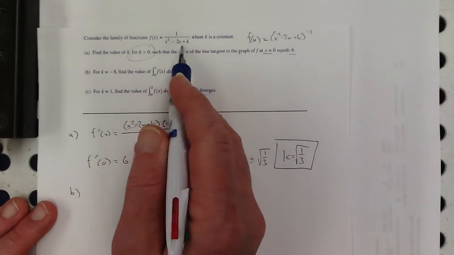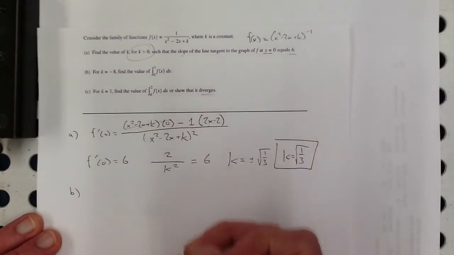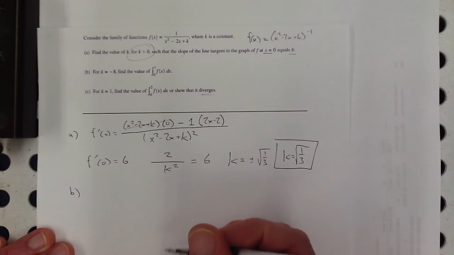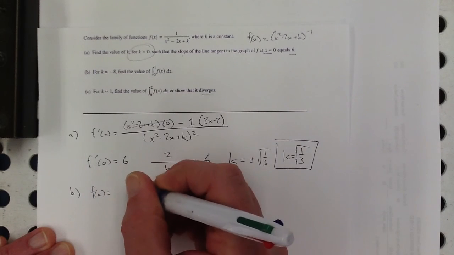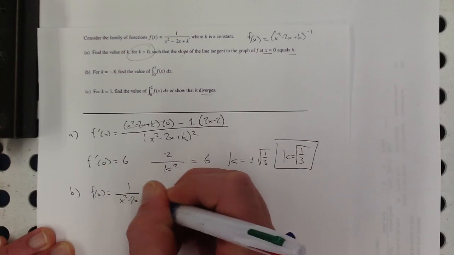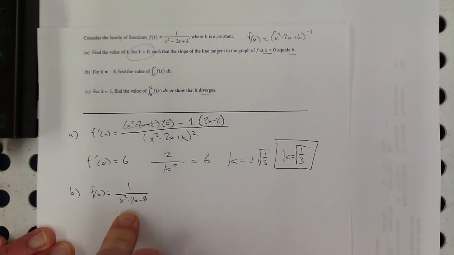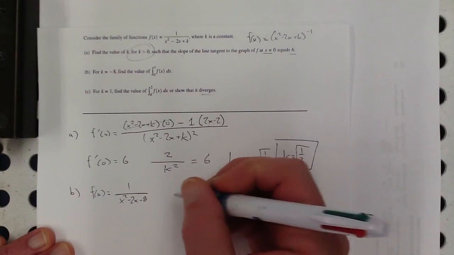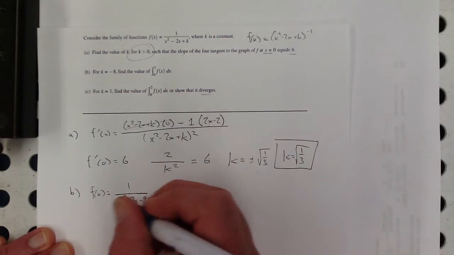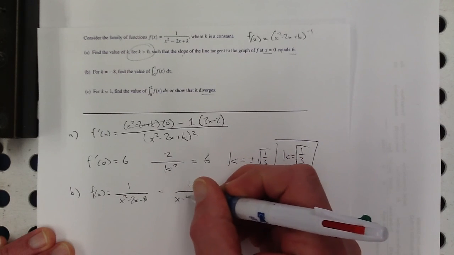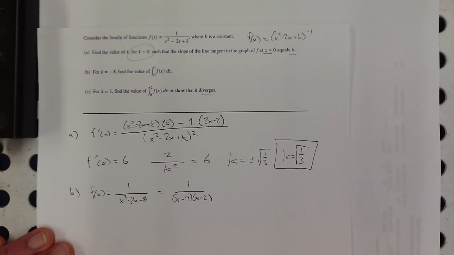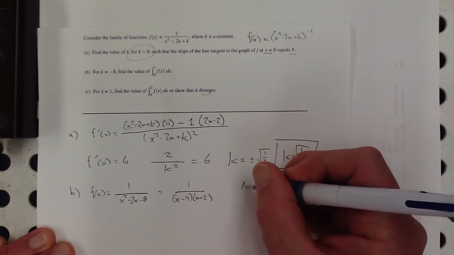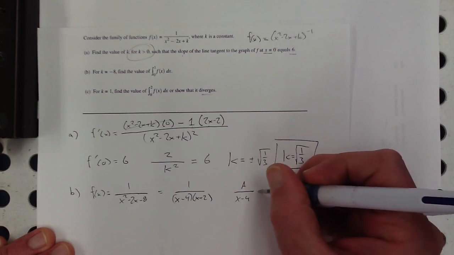Alright, for k equals negative 8, find the value of this integral. If k is negative 8, then f of x is equal to 1 over x squared minus 2x minus 8. And I want to take the antiderivative of that. How do I find the antiderivative of something like this? Well, that looks like something that wants to be factored. So it's x minus 4 times x plus 2. And this is a partial fraction decomposition situation, isn't it?